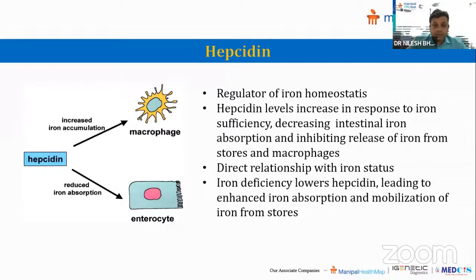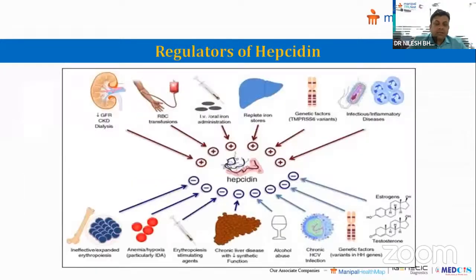balance in the system. So these are the key regulators of hepcidin, particularly whenever there is an iron overload, like RBC transfusion or IV iron supplementation, or excess iron in a hereditary condition like hereditary hemochromatosis, or certain infections. All these factors stimulate the hepcidin level. Then hepcidin will inhibit iron absorption from the enterocyte, and it also inhibits the release of iron from the macrophages. So in that way, it maintains iron homeostasis. So these are the positive regulators of hepcidin.